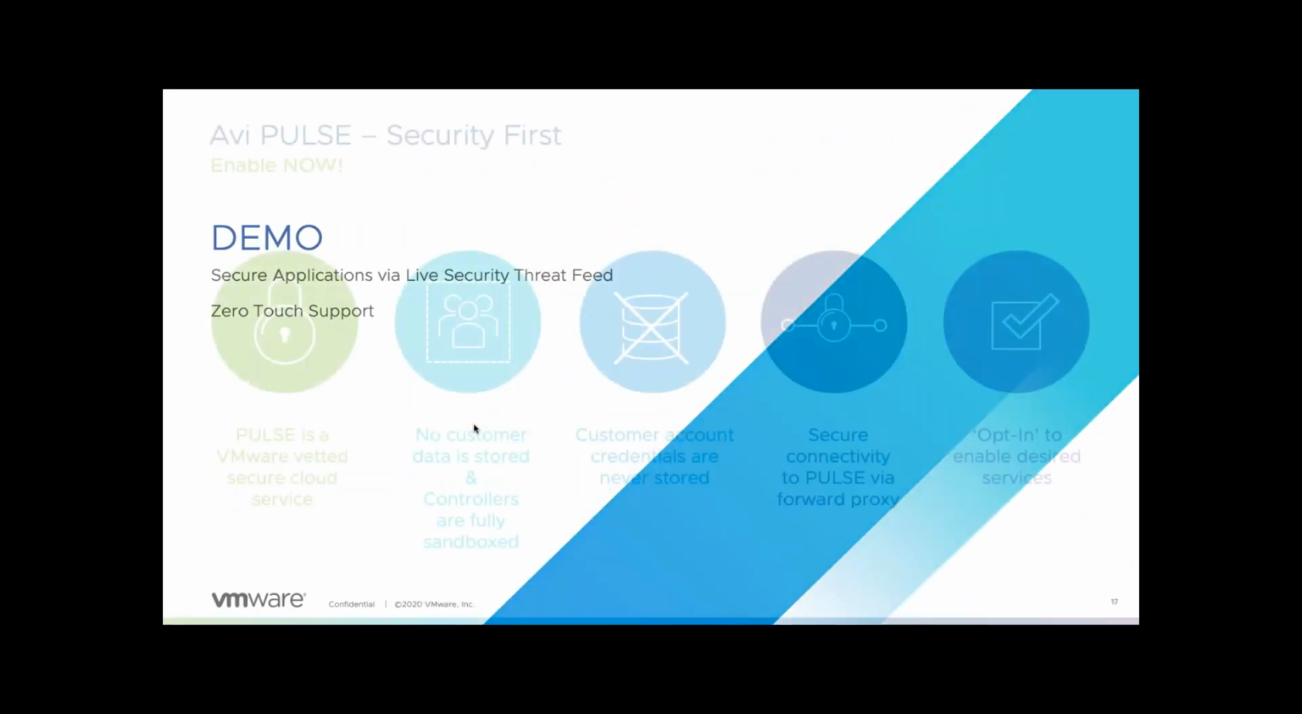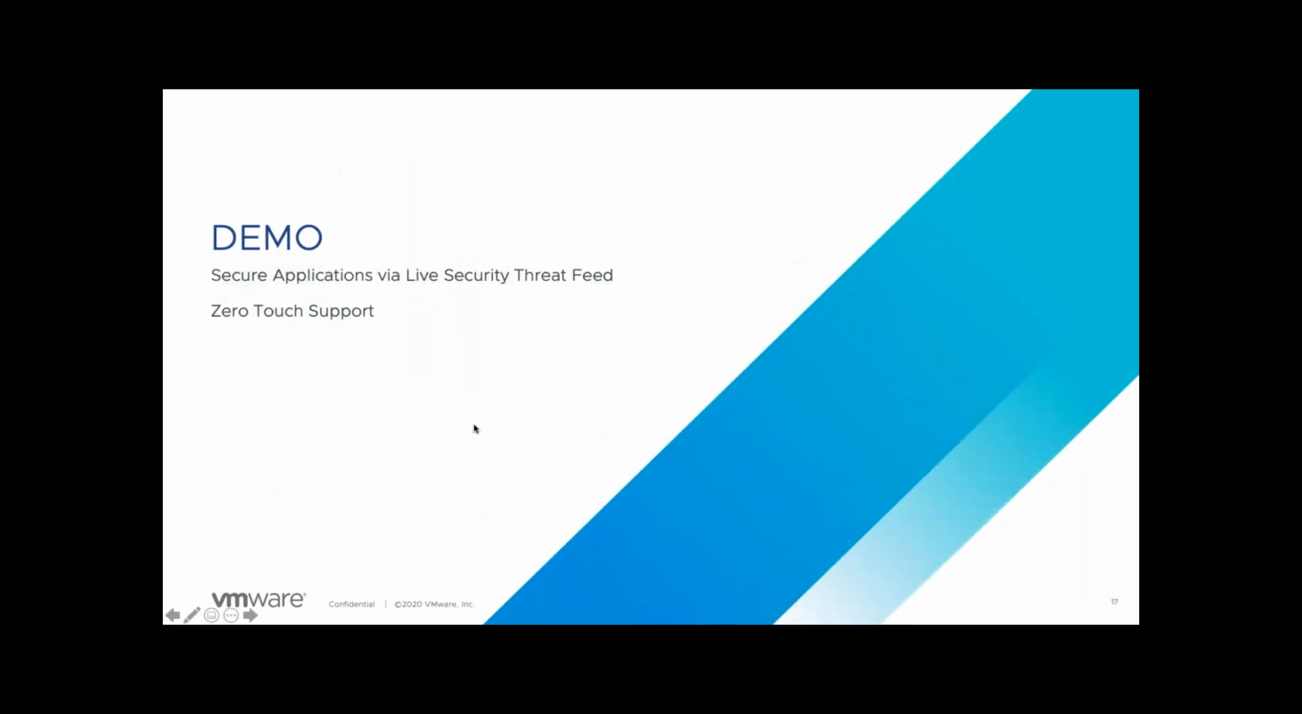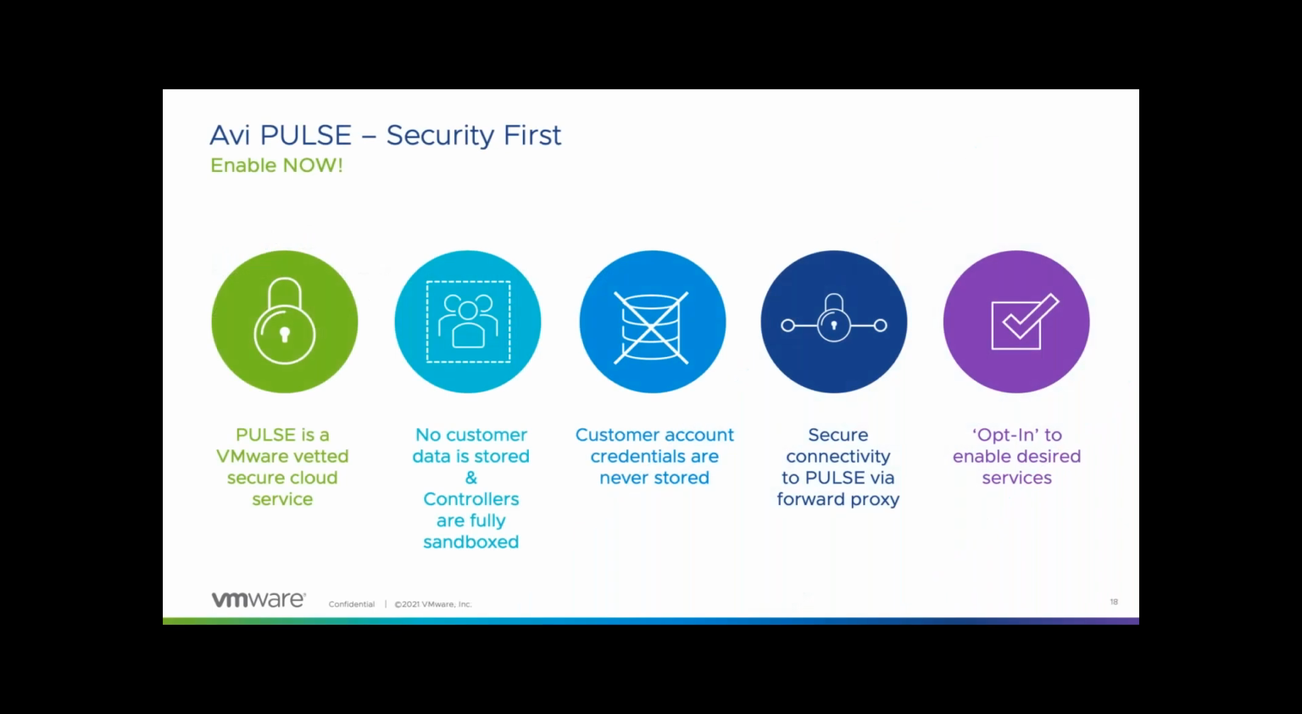Before we jump into Q&A, I just wanted to show a couple of slides that talk about security for Pulse as well as automation capabilities. Now, Pulse is built with security top of mind. It's a vetted VMware cloud-ready secure service. Pulse does not store any customer data, and controllers that register into Pulse are fully sandboxed. There are no credentials stored either on the controller or on Pulse, and My VMware does the authentication transparently.